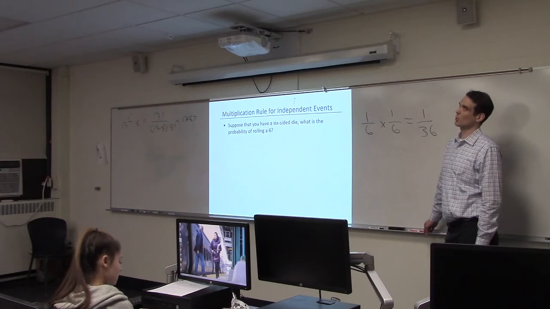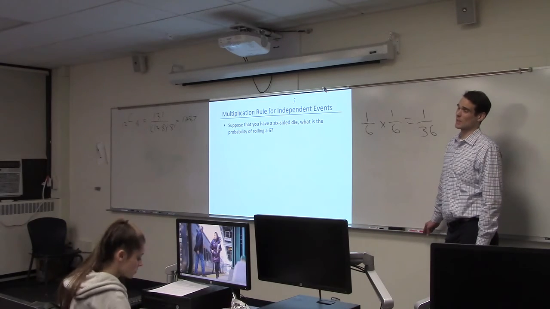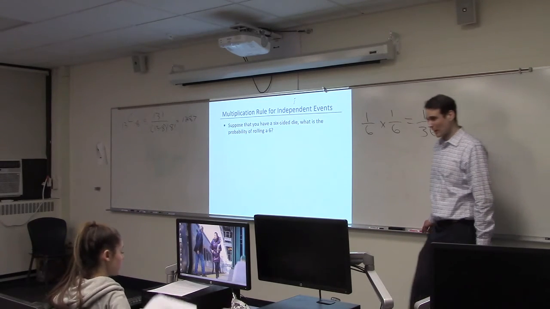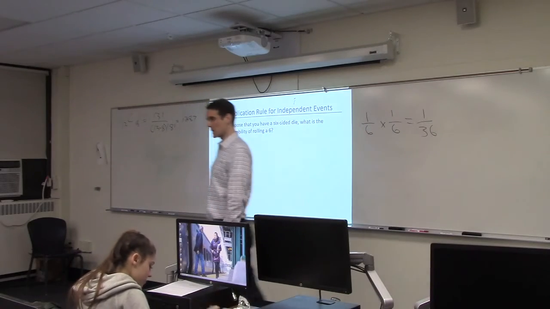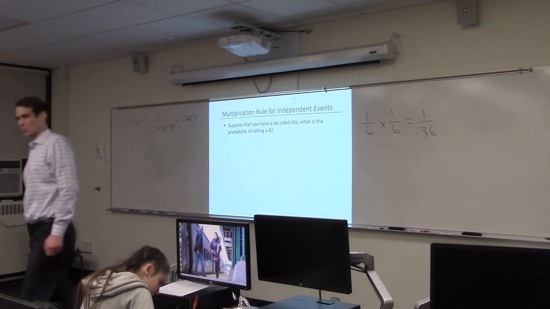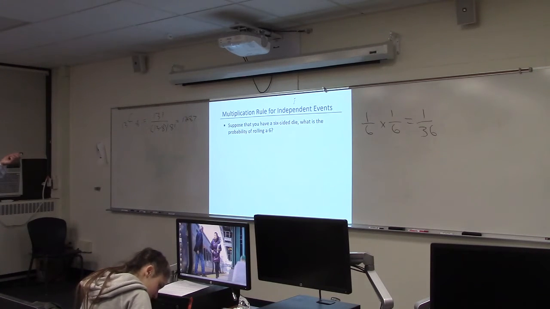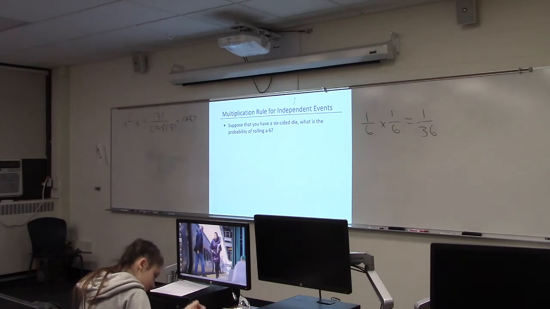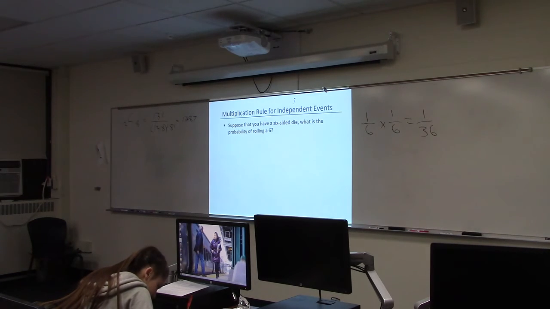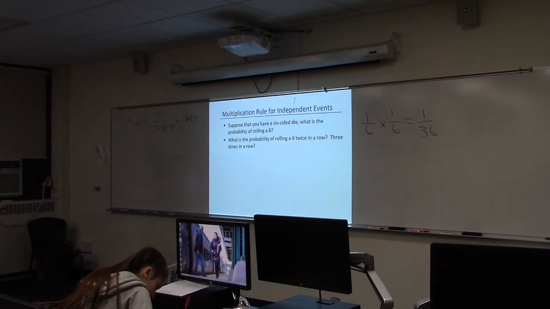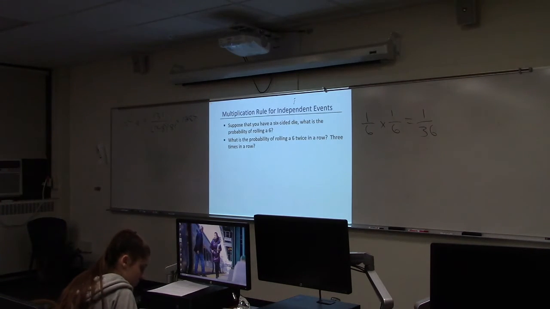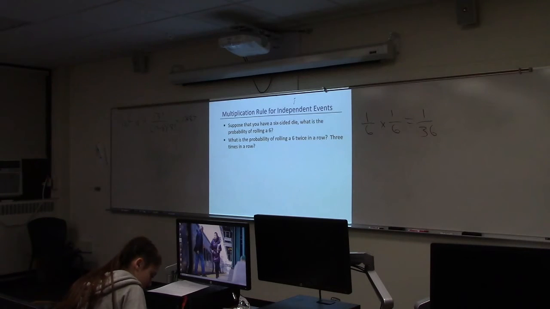So let's go through some thought experiments using the basic rule of probability, and then we're going to throw in the combination rule. All right, suppose you have a 6-sided die. What's the probability of rolling a 6? 1 out of 6, yeah. One single die, probability of rolling a 6, 1/6. Perfect. What is the probability of rolling a 6 twice in a row? 1 out of 36.